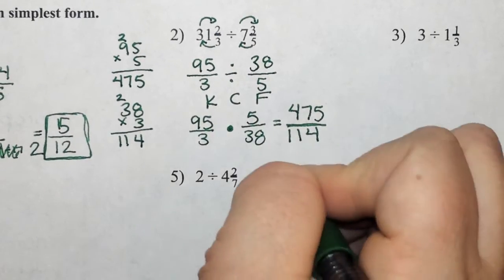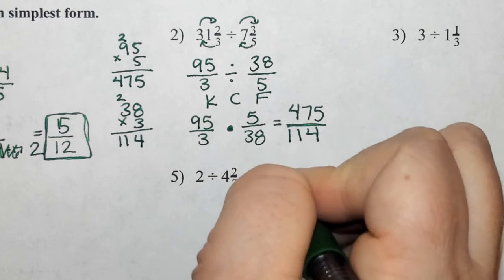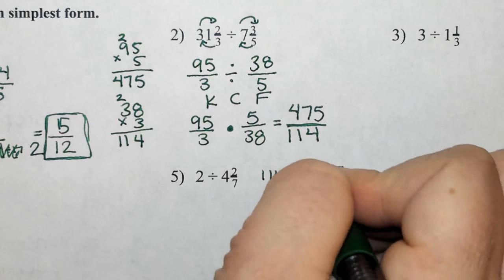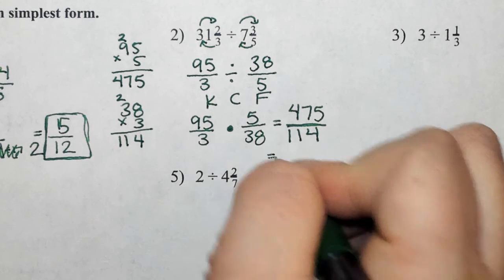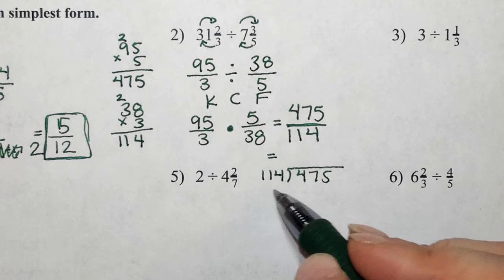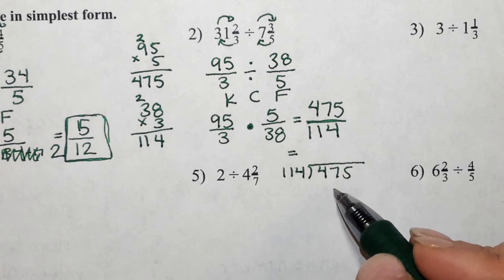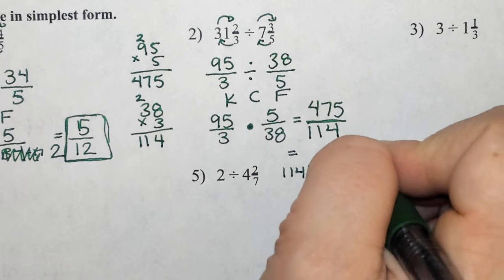All right. So I know that I've got to see how many times 114, because it's on the bottom, can go into 475. Okay. How many times do we think 114 can go into 475? What's a good number to try? Jakaria? 4. Let's try 4. So I'm going to put 4.